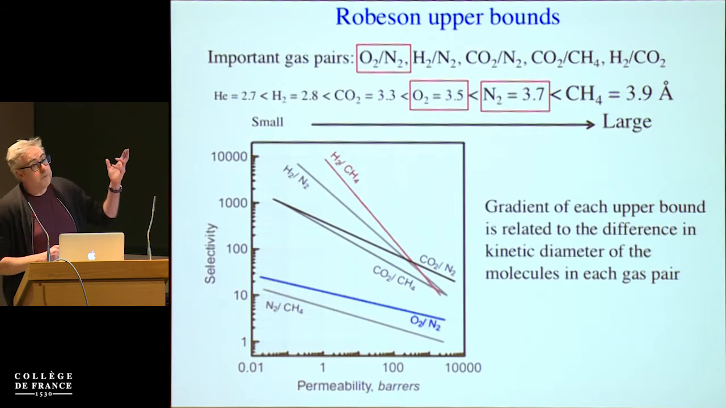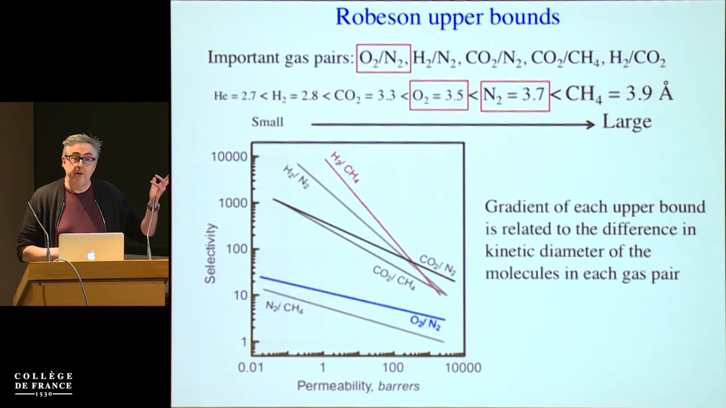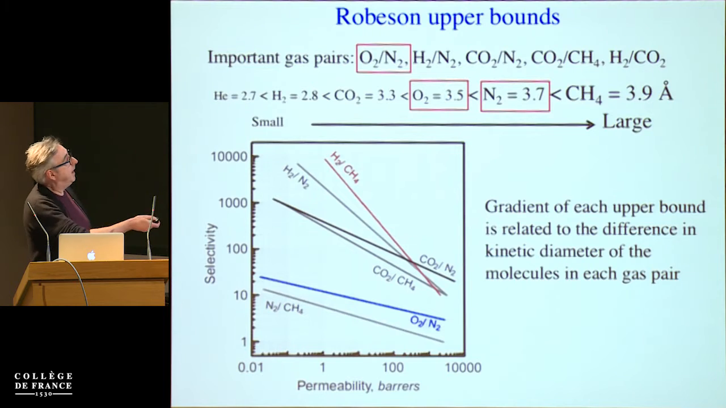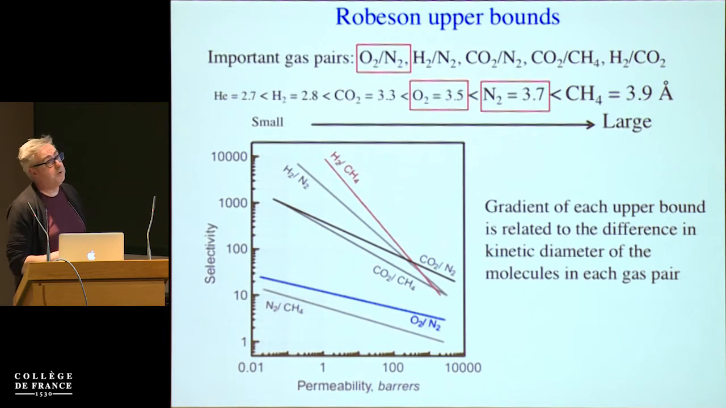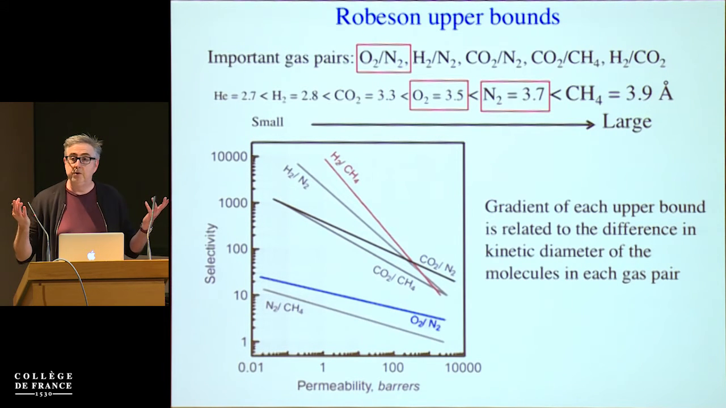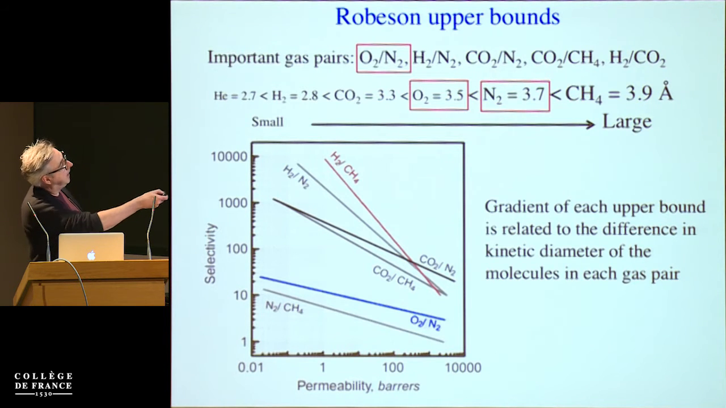So there are lots of different upper bounds depending on which gas you're trying to separate. An easy gas, and this was the first gas separation used in a commercial separation process, was hydrogen versus nitrogen. Hydrogen is much smaller than nitrogen, and therefore you can get a very nice selectivity, and you get a very steep Robeson plot.